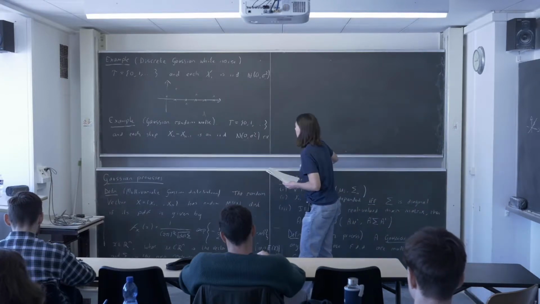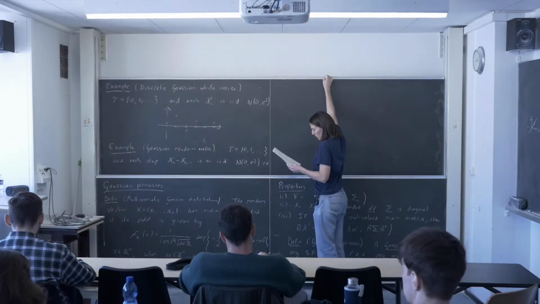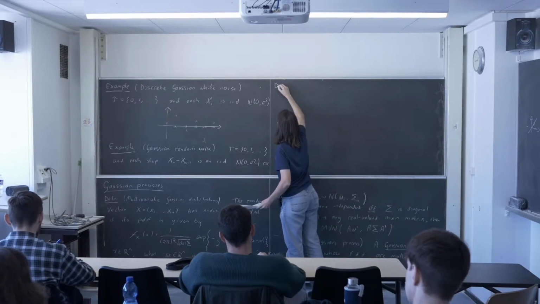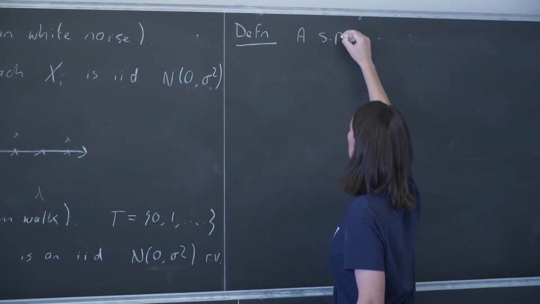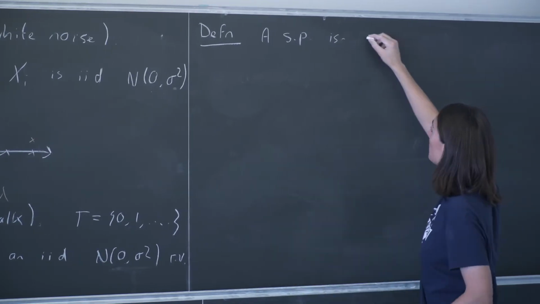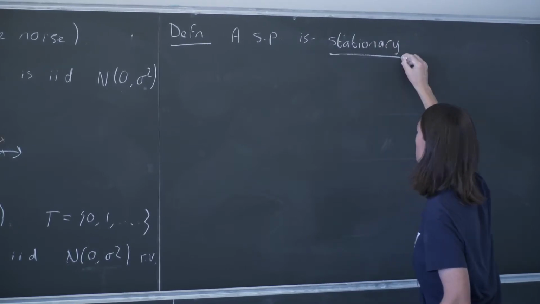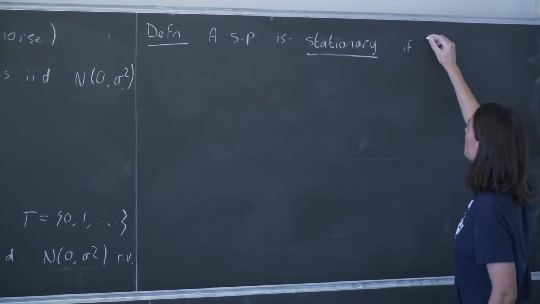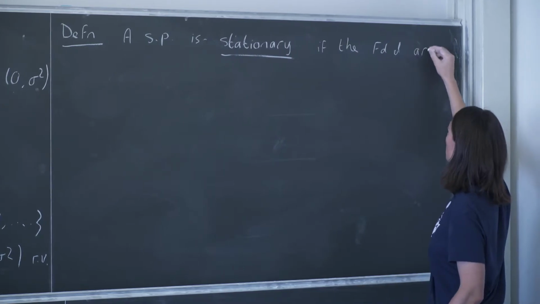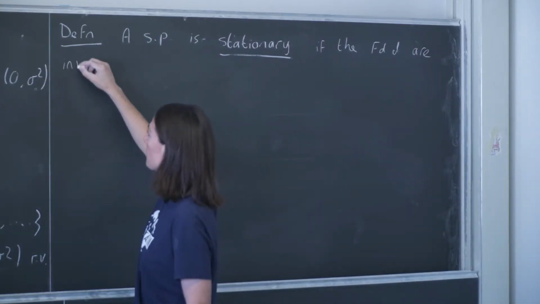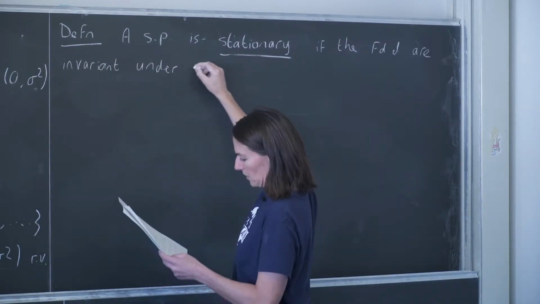Okay, so before we can define Brownian motion, we just need a couple more definitions. So a stochastic process is stationary if the finite dimensional distributions are invariant under shifts in time.